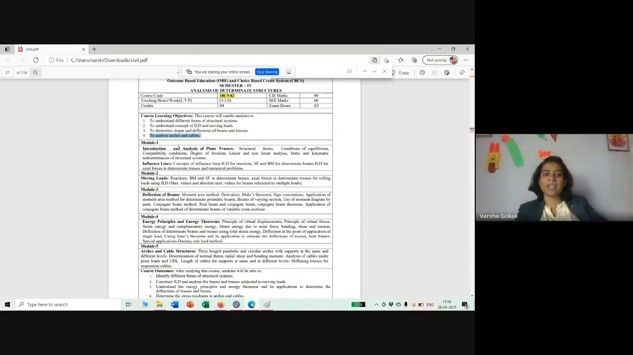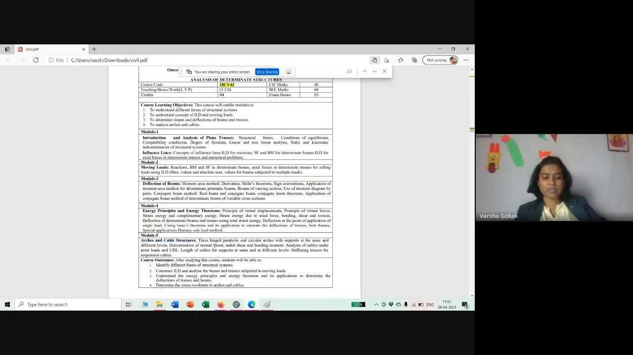Module 1 is introduction and analysis of plane trusses. So this is all about truss, module 1. Module 2, we will be getting exposed to moving loads: finding the reactions, bending moment, shear force in determinate beams, axial forces, etc. Module 3 is deflection of beams. There are different methods, the moment area method, derivations are there and numericals are there, and the conjugate beam method, again one of the important methodologies. Fourth one is energy principle and energy theorems. So a little bit more like mathematics you can see, or derivations are there over here. And module 5 is arches and cable structures.